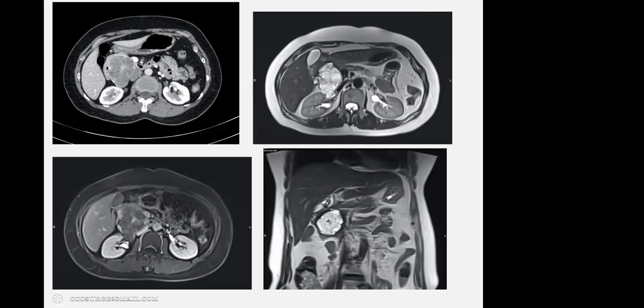Whereas on MRI, the contrast we use is called gadolinium. Gadolinium again would appear bright on post-contrast MRI. So this is the post-contrast sequence showing the aorta appears bright, the kidney takes up contrast, and you can see the renal arteries which are bright. So this is the post-contrast study.